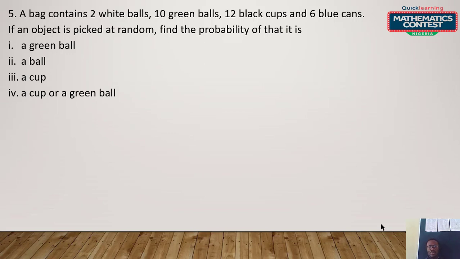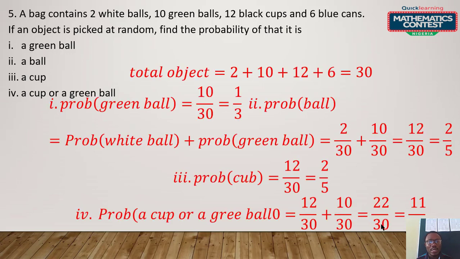A bag contains 2 white balls, 10 green balls, 12 black cups, and 6 blue cans. If an object is picked at random, find the probability that it is a green ball or a cup. Let's solve this question and see how to go about it. We have different objects here. The white balls are 2, the green balls 10, the black cups 12, and the blue cans 6. Adding everything up, we have 30.